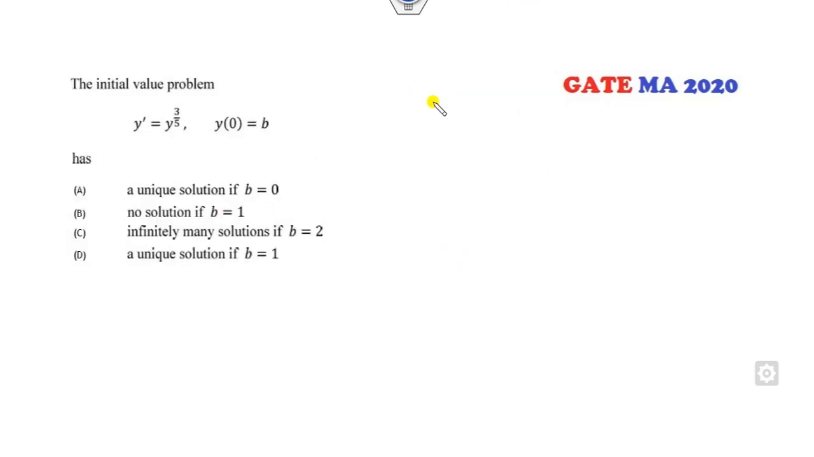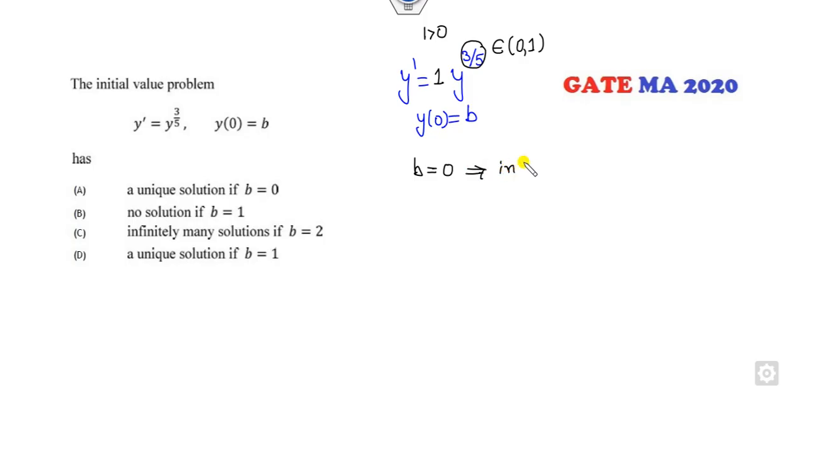Look at this another one. y dash is y to the power 3 by 5 and y naught is b. So clearly this number belongs to (0, 1). The coefficient is 1, which is greater than 0. Then what is the case? If b is equal to 0, you will get infinitely many solutions. If b is strictly greater than 0, then you will get a unique solution. That is the shortcut tip as I told you.